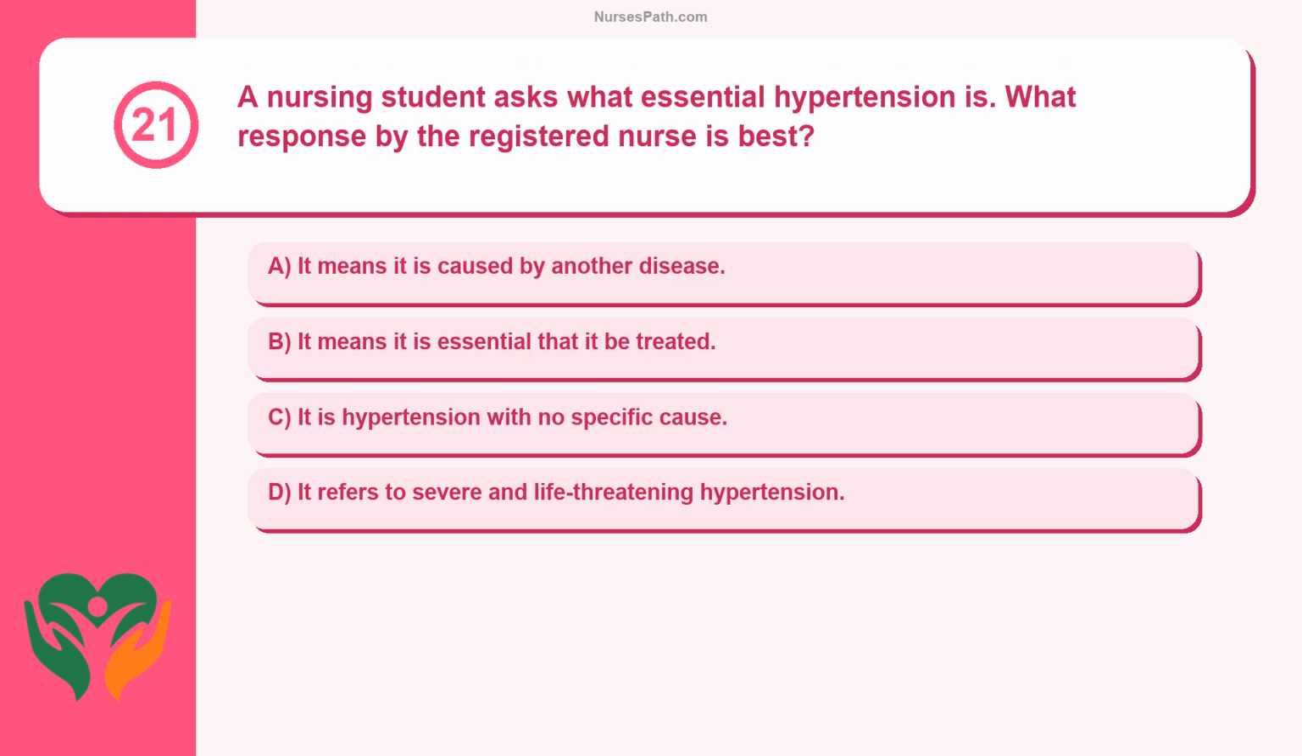Question 21. A nursing student asks what essential hypertension is. What response by the registered nurse is best? It means it is caused by another disease. It means it is essential that it be treated. It is hypertension with no specific cause. It refers to severe and life-threatening hypertension.